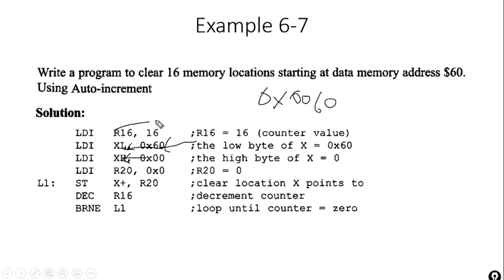That is why the counter is initialized to 16, which gets decremented, and we have BRNE. And in this variant of the store instruction we are using, we are writing R20, which was initialized to 0, so that we clear the location. We clear the location, and since it is X plus, the address is incremented after we write it. So the loop is executed 16 times, and the address gets incremented because of the X plus instruction, and all the 16 locations are cleared.